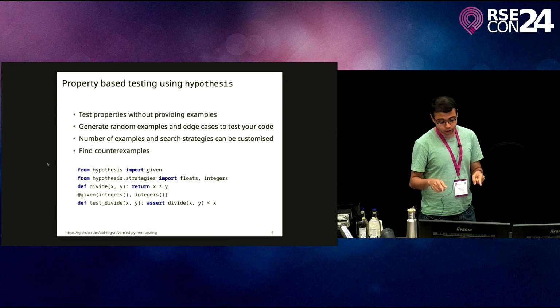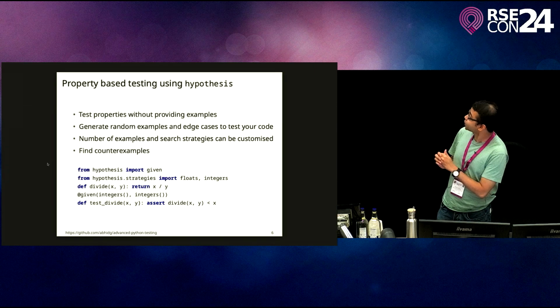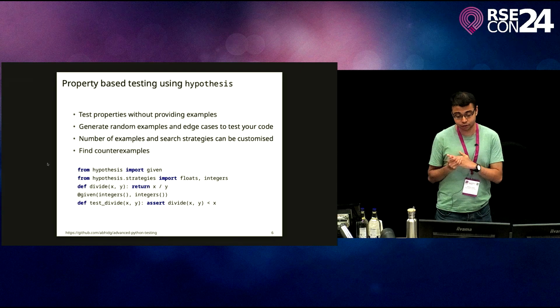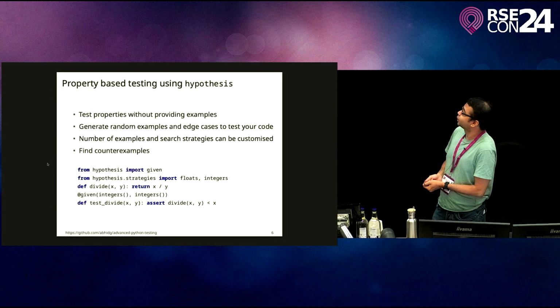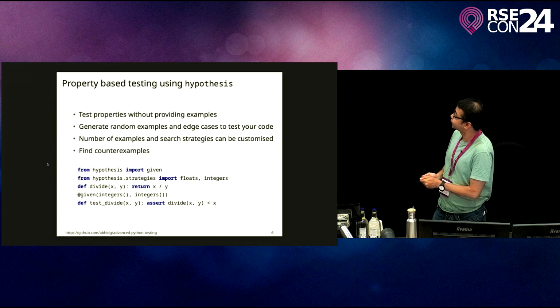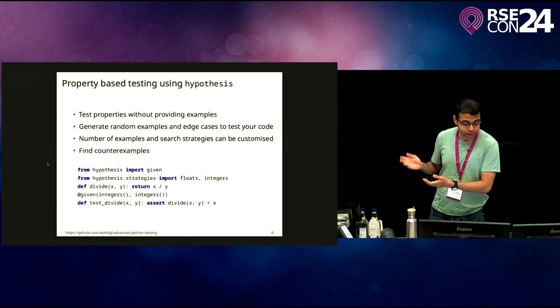So, for example, here, if you do this, Hypothesis will immediately point out that if y is 0, you run into a problem. Of course, this is a very toy example. You can probably do it yourself, but you don't need to think of it.